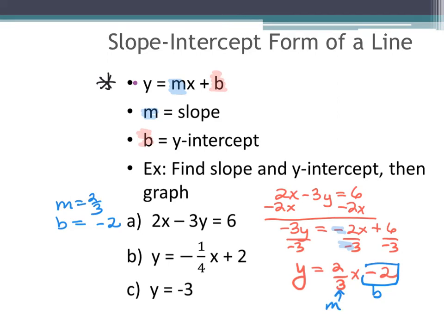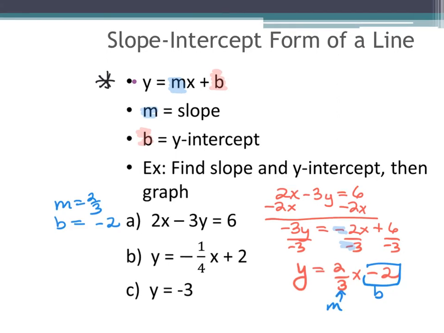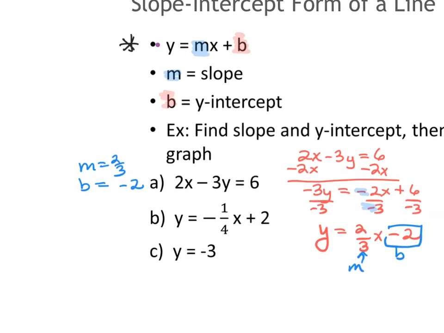Part B is already set for me, so I just have to pull it out. So my slope is the negative 1/4. And my b, or my y-intercept, is positive 2.